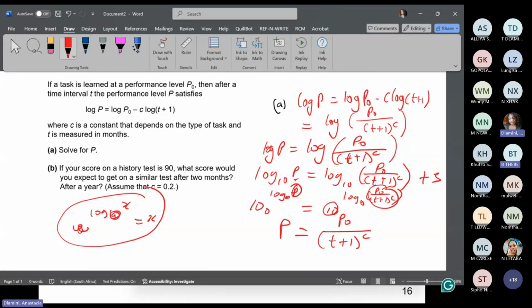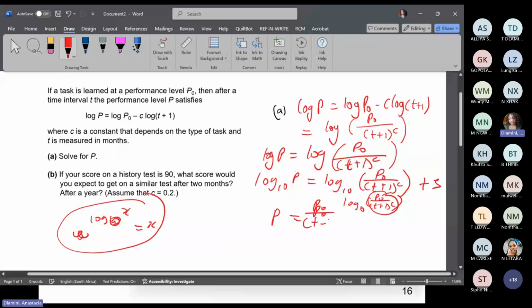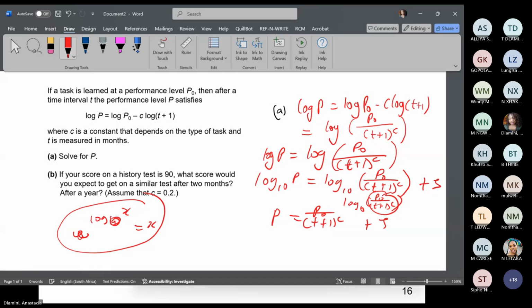I was going to transpose it. To where? Because even if you transpose it to this side, it will still be -5. And you come and drop the logs, and then you'll end up having p is equal to p0 over t plus 1 to the power of c plus 5, because you are just dropping the logs. Do you see that?